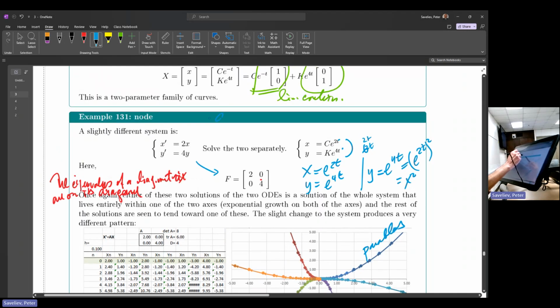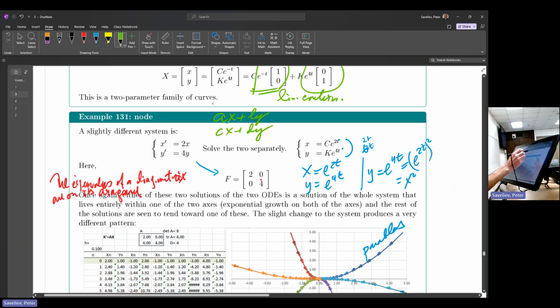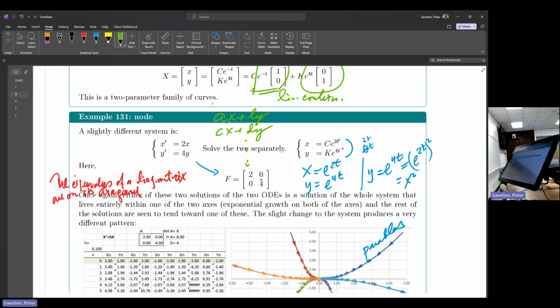So we're looking for ax plus by, cx plus dy. That's what we're looking for, and those four numbers are the coefficients of x and y. That's what makes the system linear. The right hand side has only x and y appearing in a linear fashion, and therefore there are four total coefficients, and those four coefficients are put in the matrix, and that's your linear operator.